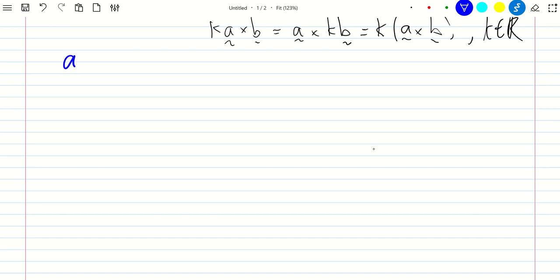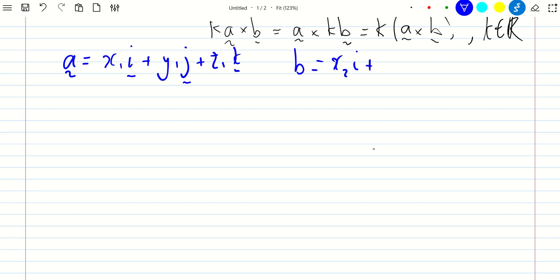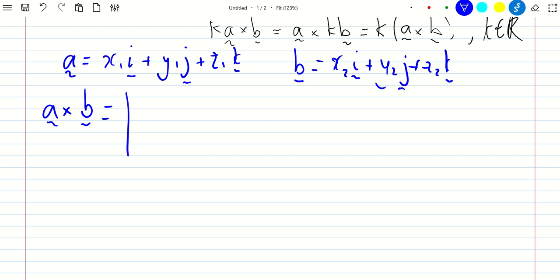So if you've got two vectors, A equals x1 i plus y1 j plus z1 k, and vector B, which is x2 i plus y2 j plus z2 k. If we have those two vectors, then A cross B will be equal to, and what we're going to do now is the determinant of a matrix.